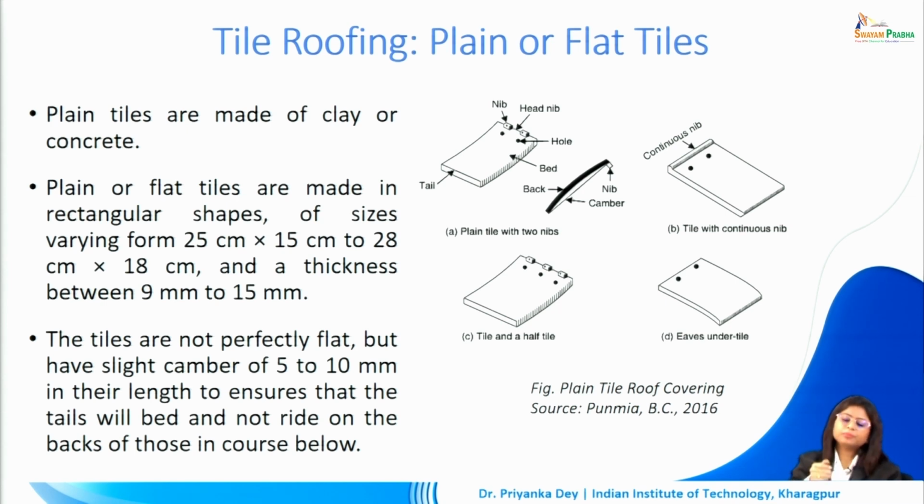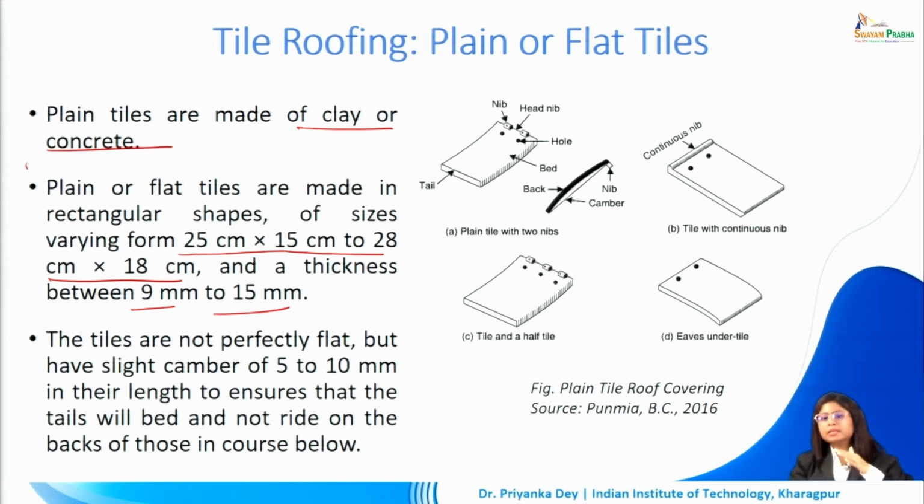Now plain tiles are made up of clay or concrete, and as the name suggests, it's plain as in it is made in rectangular shapes of varying sizes. So it can be from 25 cross 15 to 28 cross 18, and the thickness can also vary between 9 mm to 15 mm. Now the tiles are not perfectly flat as per se, but they have a slight camber of 5 to 10 mm in their length to ensure that the tails will bend and not ride on the backs of the ones in the lower course.